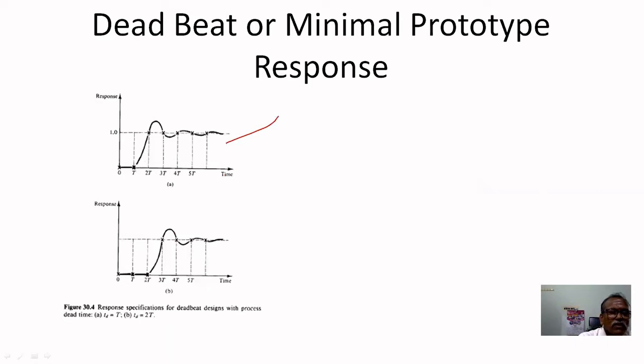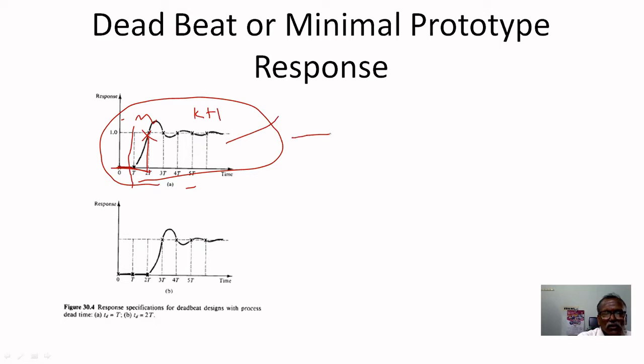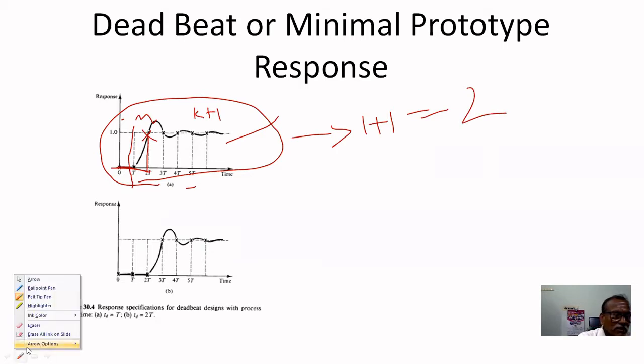So here, dead time is 1, and here there is no dead time, and 1 sampling period. That's why we are expecting the response from the second. So one sampling period is for design, and another one is for dead time. So total delay is k plus 1. So k equal to 1 means 1 plus 1 equal to 2. Therefore, we are expecting the response.